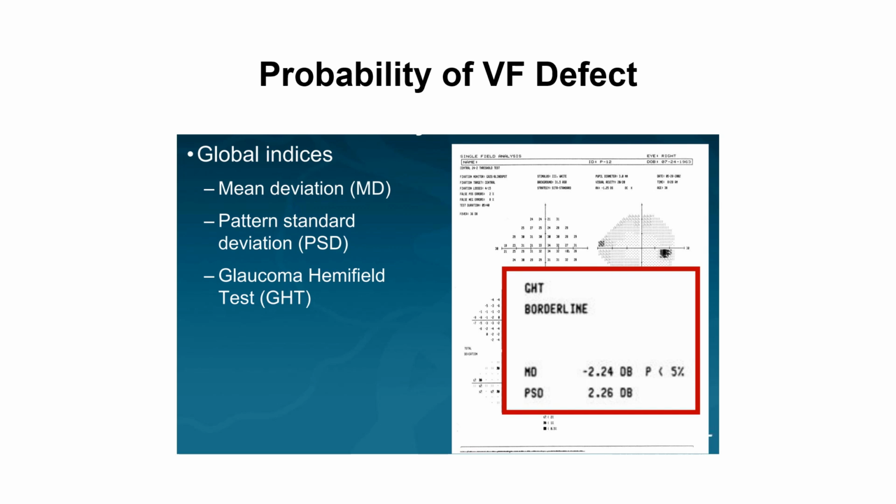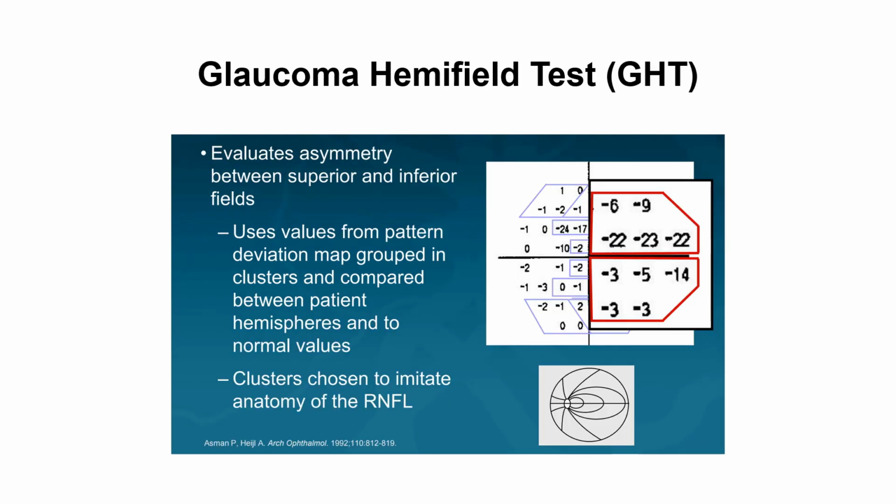The mean deviation, the more negative, the more bad. The pattern standard deviation, the more positive, the more bad. And this is the probability that this deviation is found in the normal population. The glaucoma hemifield test, which is the third marker, which is very important in the global indices, evaluates the asymmetry between the superior and inferior fields. They choose clusters to imitate the anatomy of the retinal nerve fiber layer.